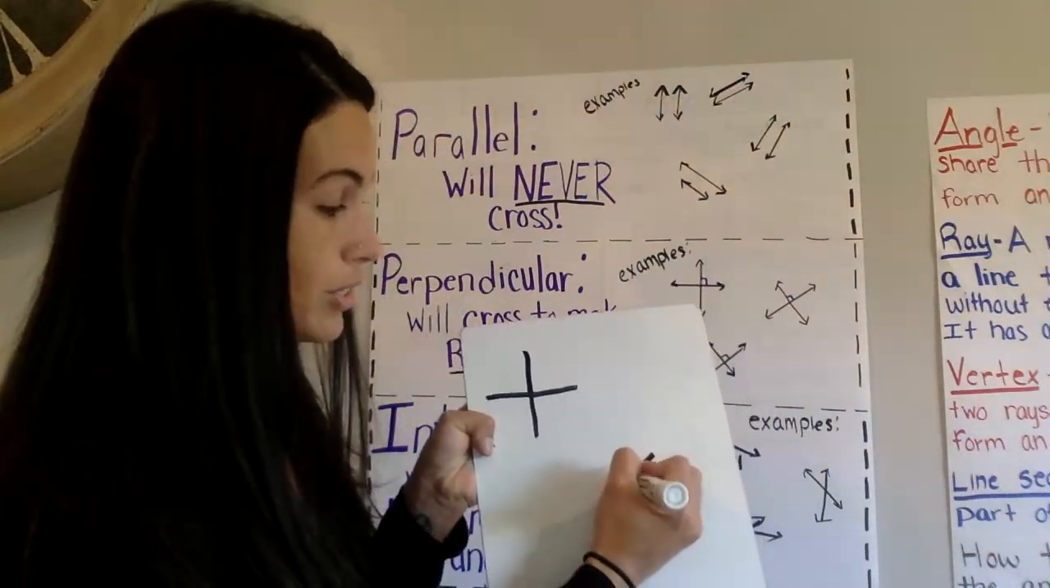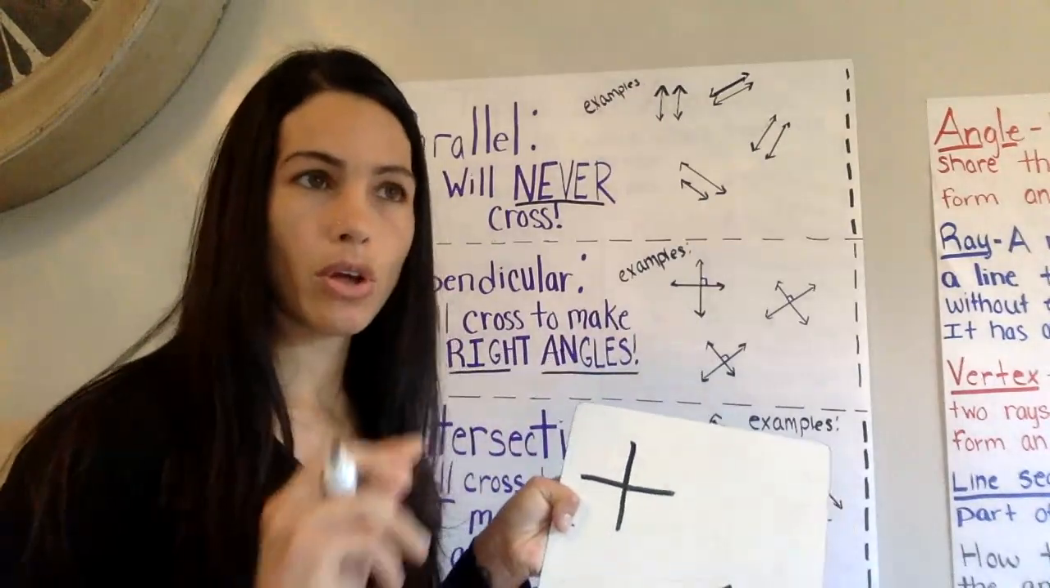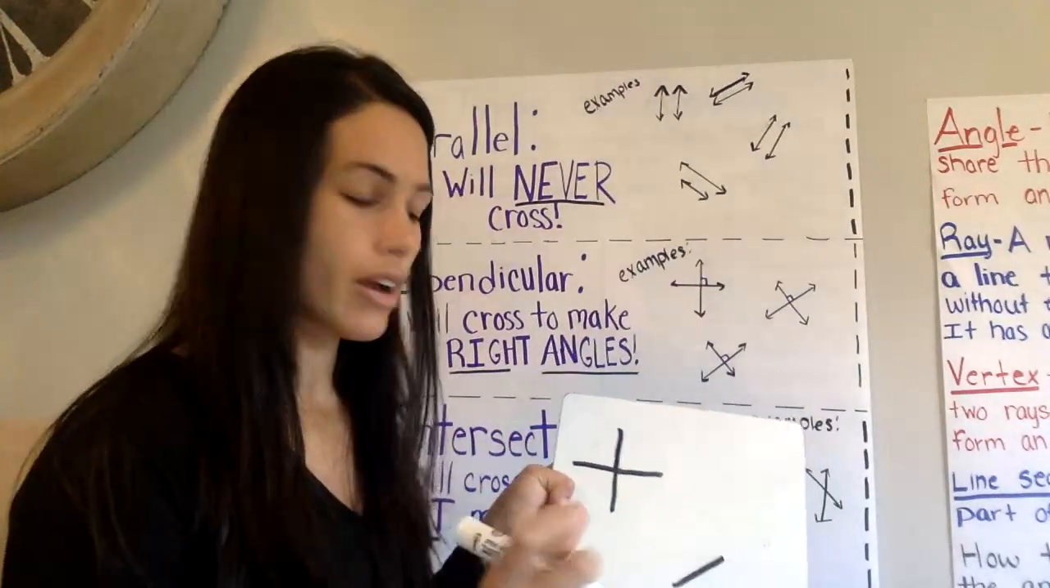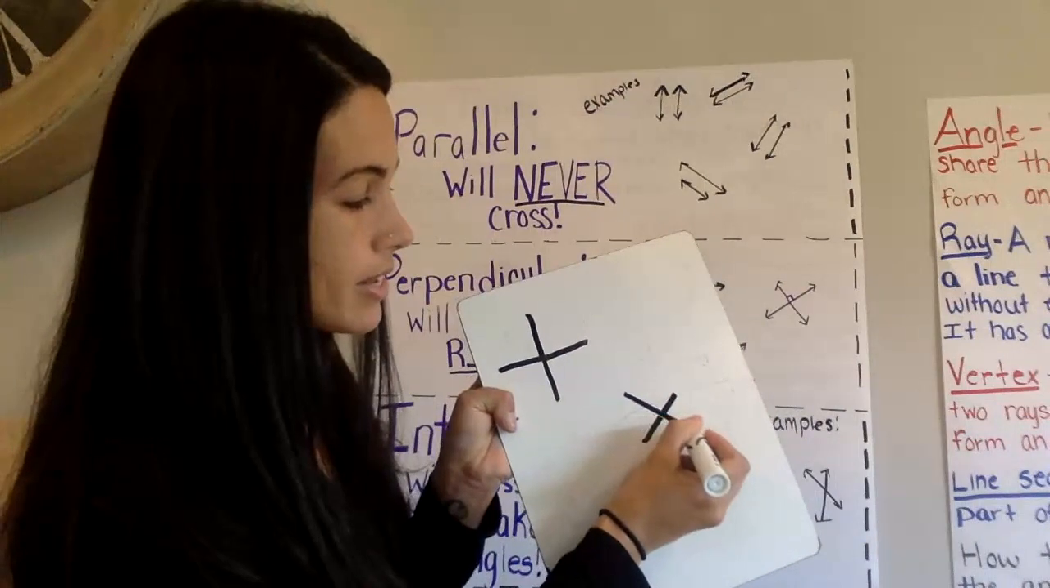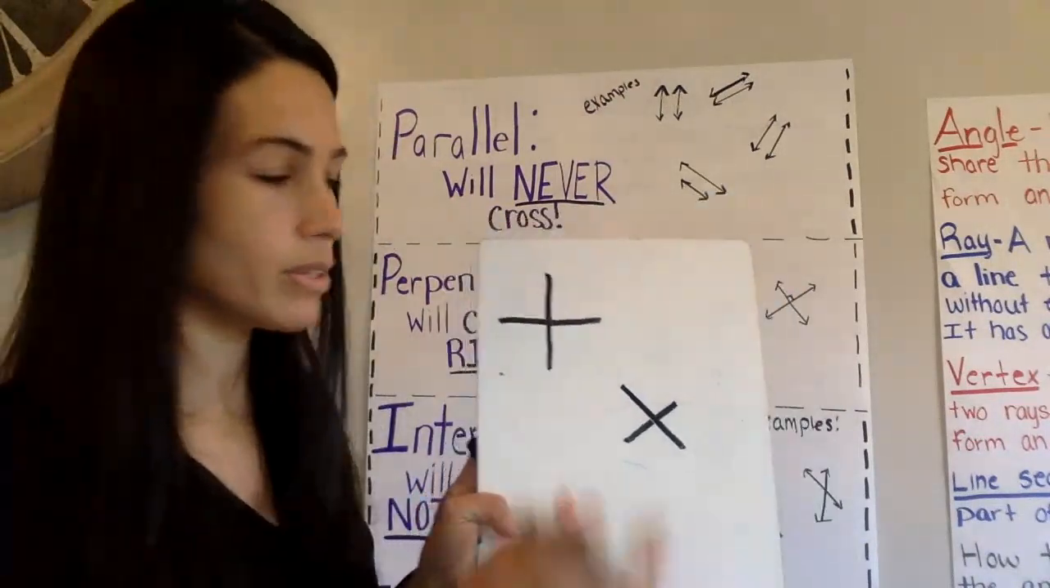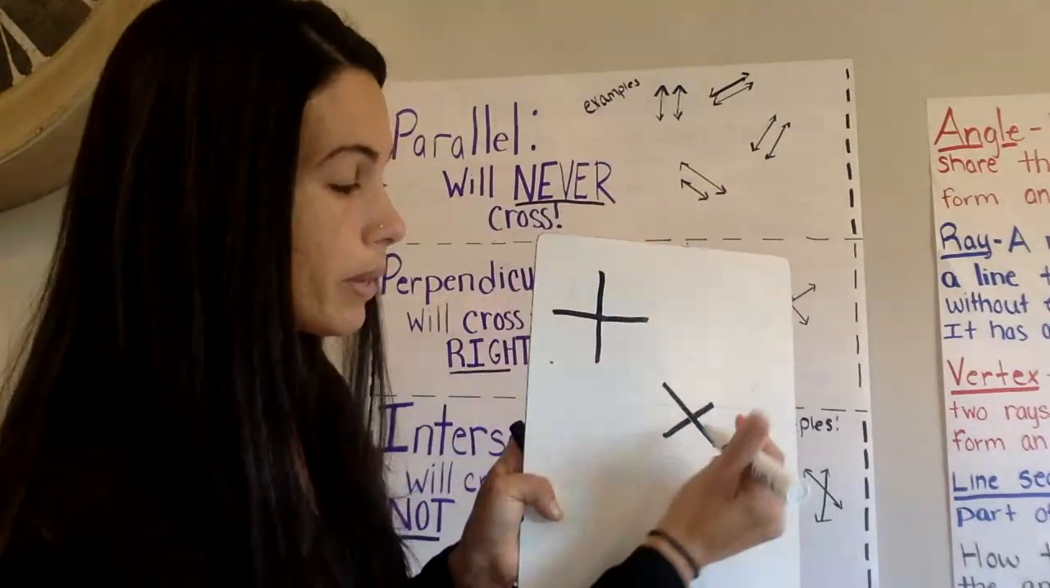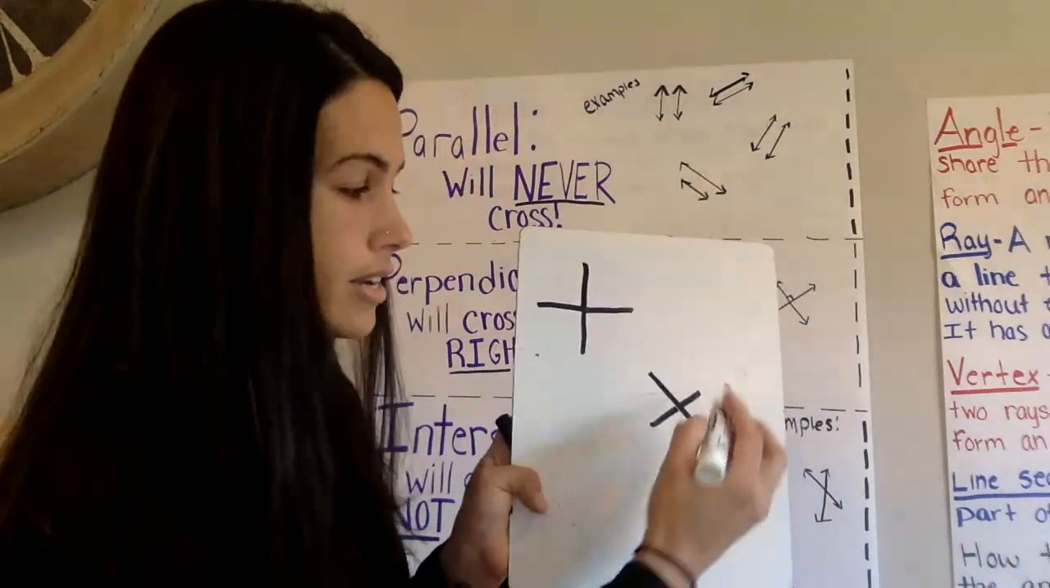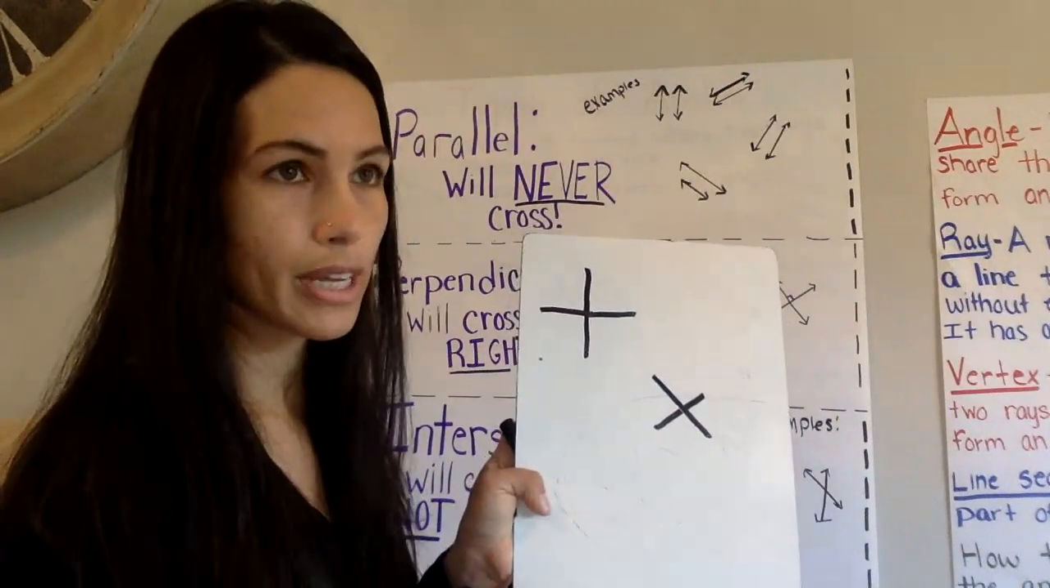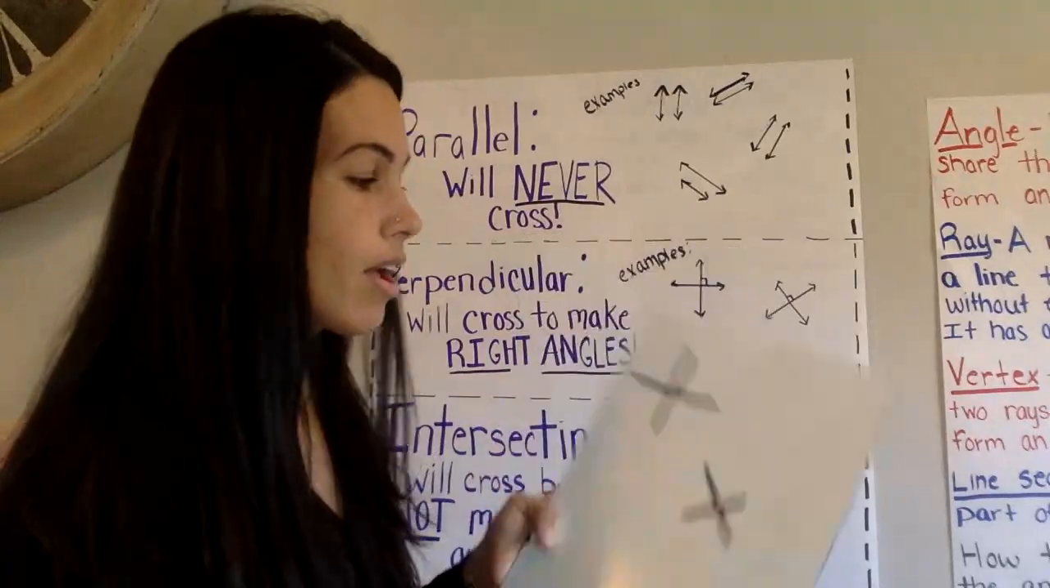So even if this was turned, and that's one thing, you guys saw that the angles turned a little bit, and some of you got confused by it. If I turn this, even though it's not facing up and down this way, it's turned a little bit, you can still tell that it's 90 degrees. So it's perpendicular lines, okay?